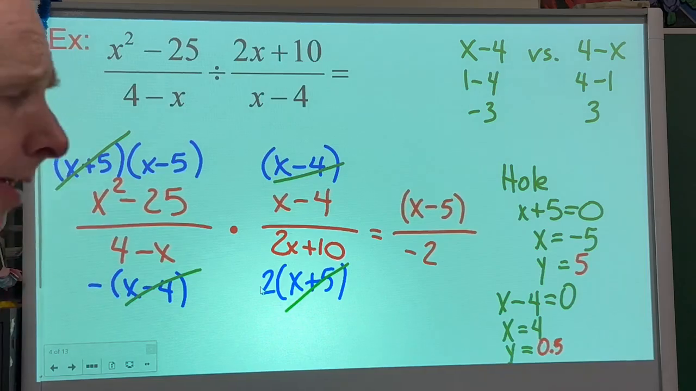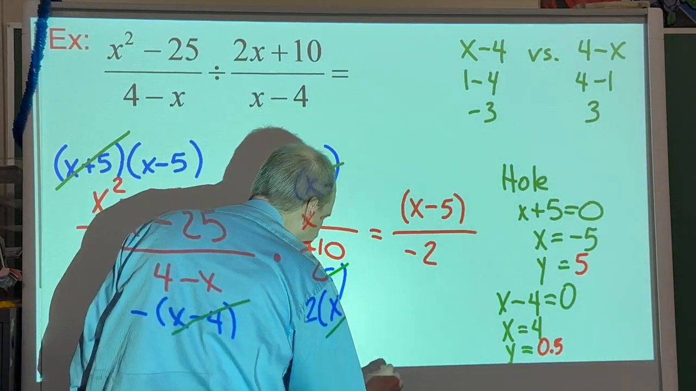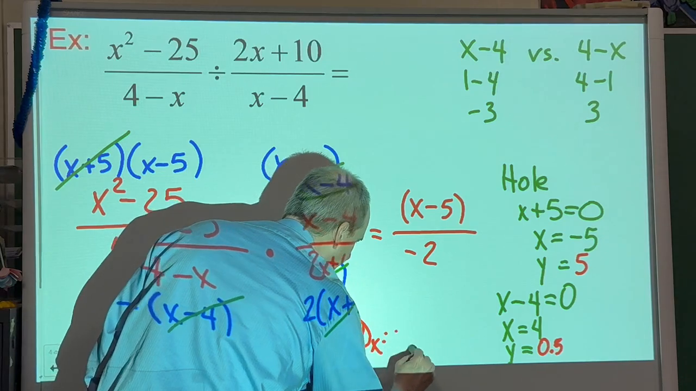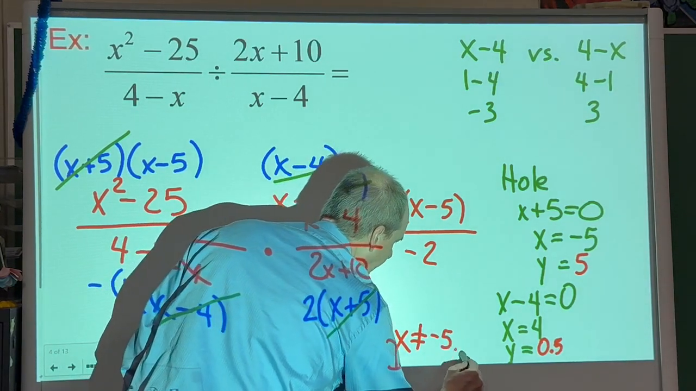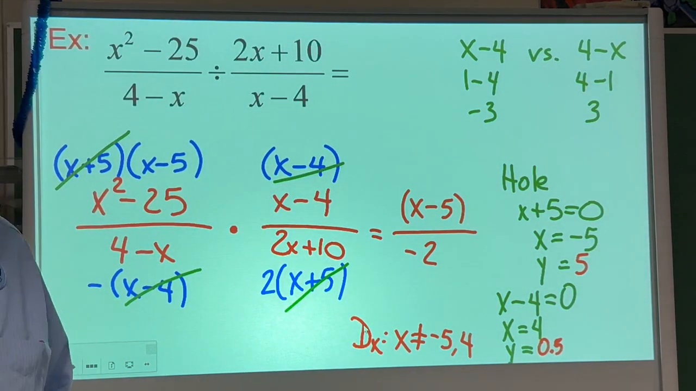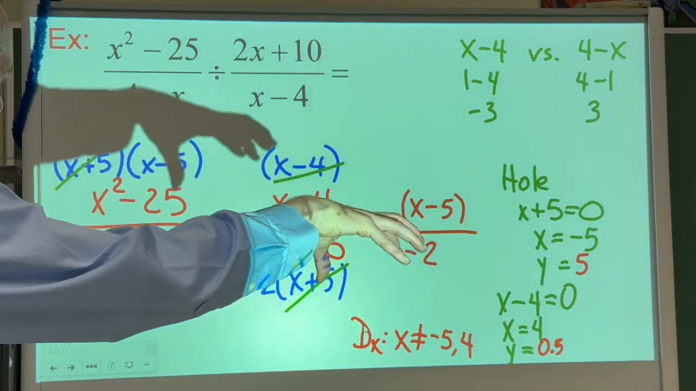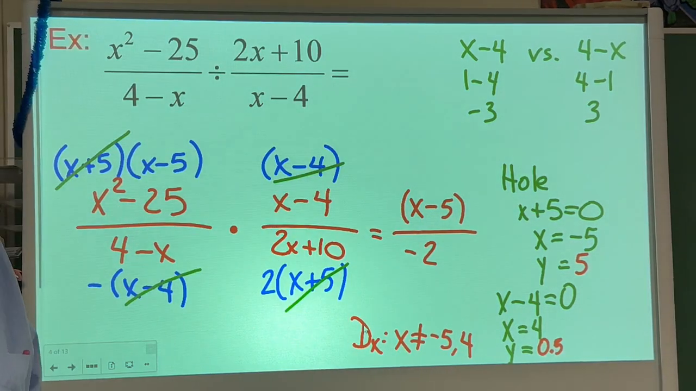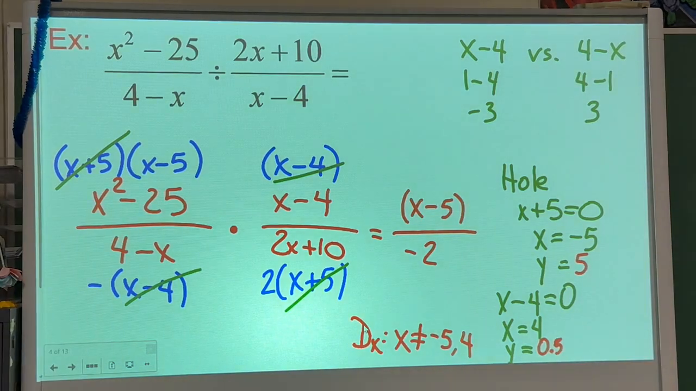My domain, x does not equal negative 5 or 4. So I could write that like such. Does not equal negative 5 or 4. Why? Because I have a hole there. There's missing points. I cannot plug those numbers into my original equations. I can only plug them into the simplified equation where I canceled out the holes.